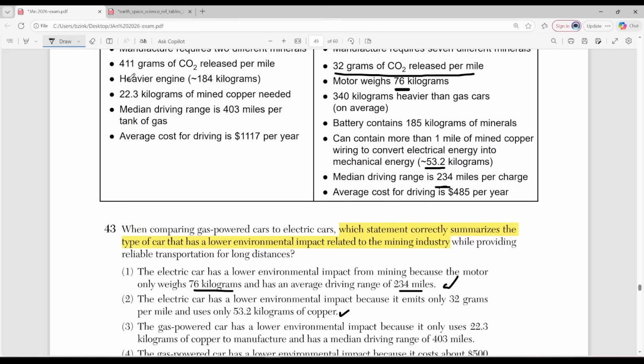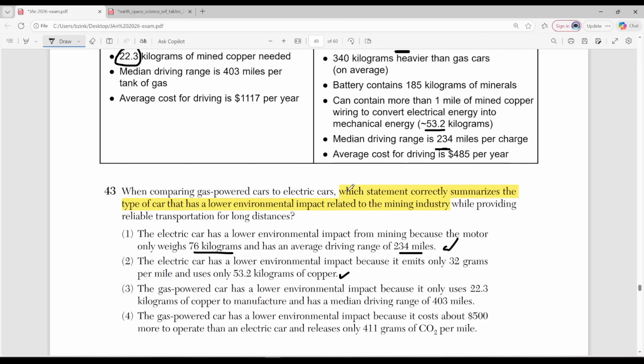Now, as opposed to 22.3 for the gas for copper, because remember, we're just relating to the mining industry. So the gas powered car has a lower environmental impact because it only uses 22.3 kilograms of copper and has a medium driving range of 403. That looks like it's possibly right. That's more right so far, relating it to the mining industry.